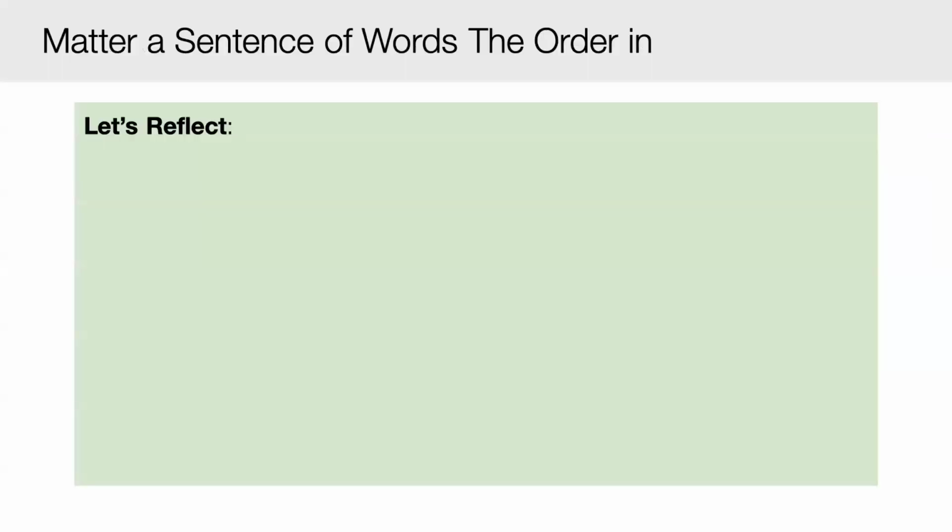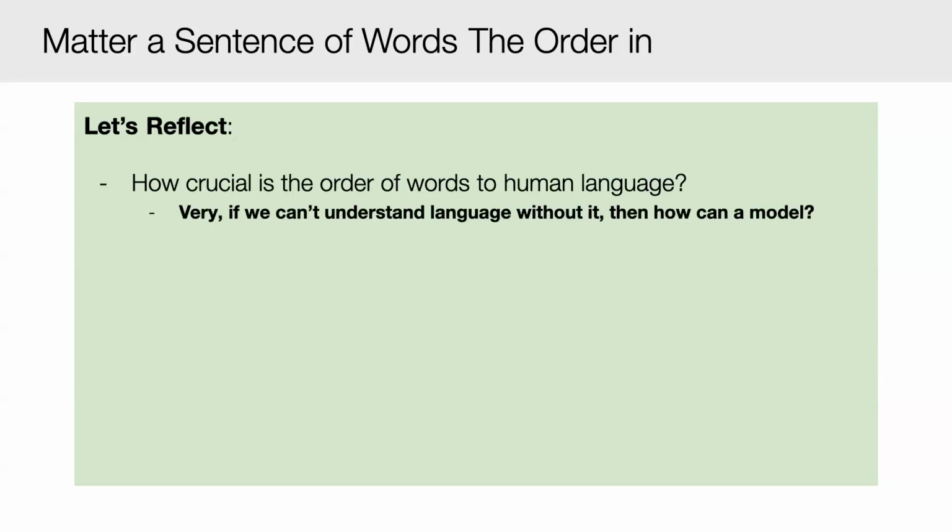Okay, sure. So, matter a sentence of words to order in. Does everyone understand what I just said right now? No, it's kind of gibberish, right? So the whole point is the order in which I'm speaking to you guys matters a lot. The words that I'm sending to you guys, English language, any language in any world, the order of the words that we deliver matters a lot, right? So how crucial is the order for words to human language? Very crucial. Without order, we can't understand anything, right?